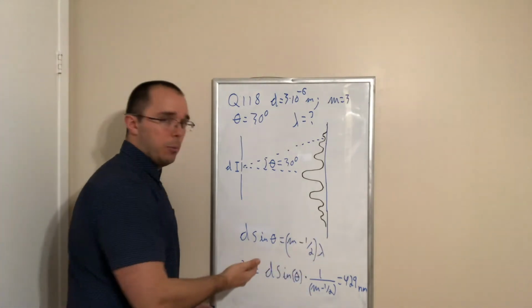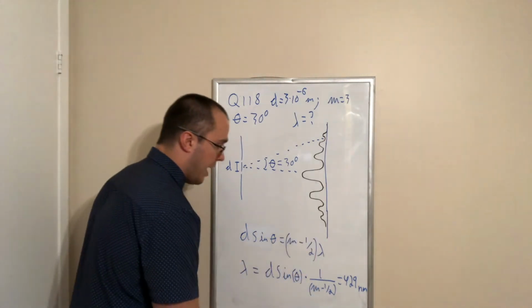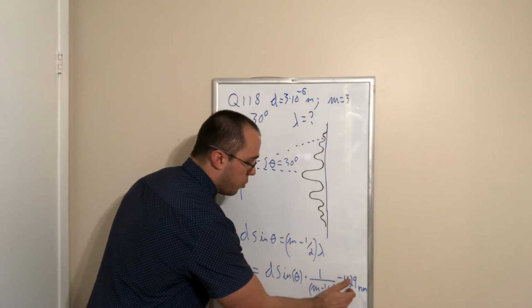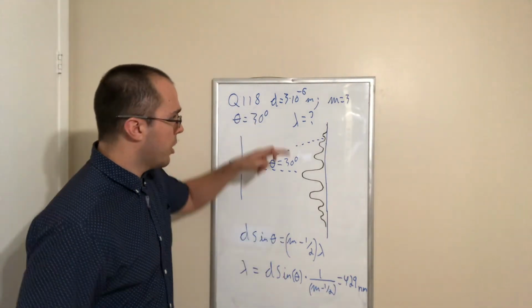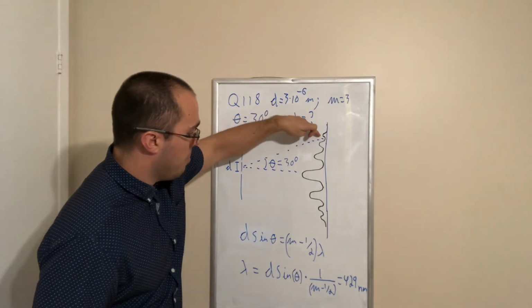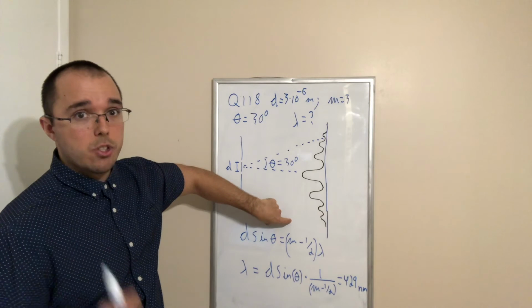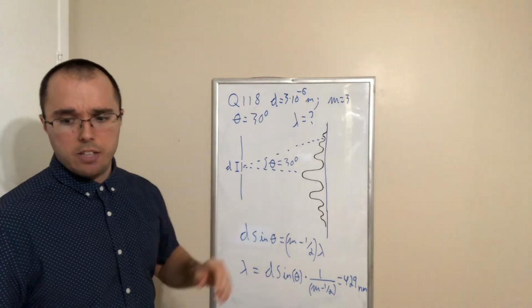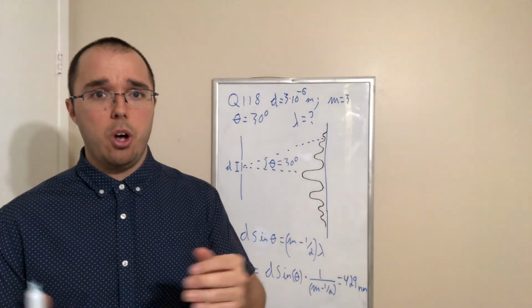Now, it's one formula, one unknown. This one is fairly straightforward. We plug in the values and we get 429 nanometer. The only difference here is since we're talking about the minimum, we need to use the destructive interference formula. All right, so that's it for question 118. Let's go to the last example of this chapter.